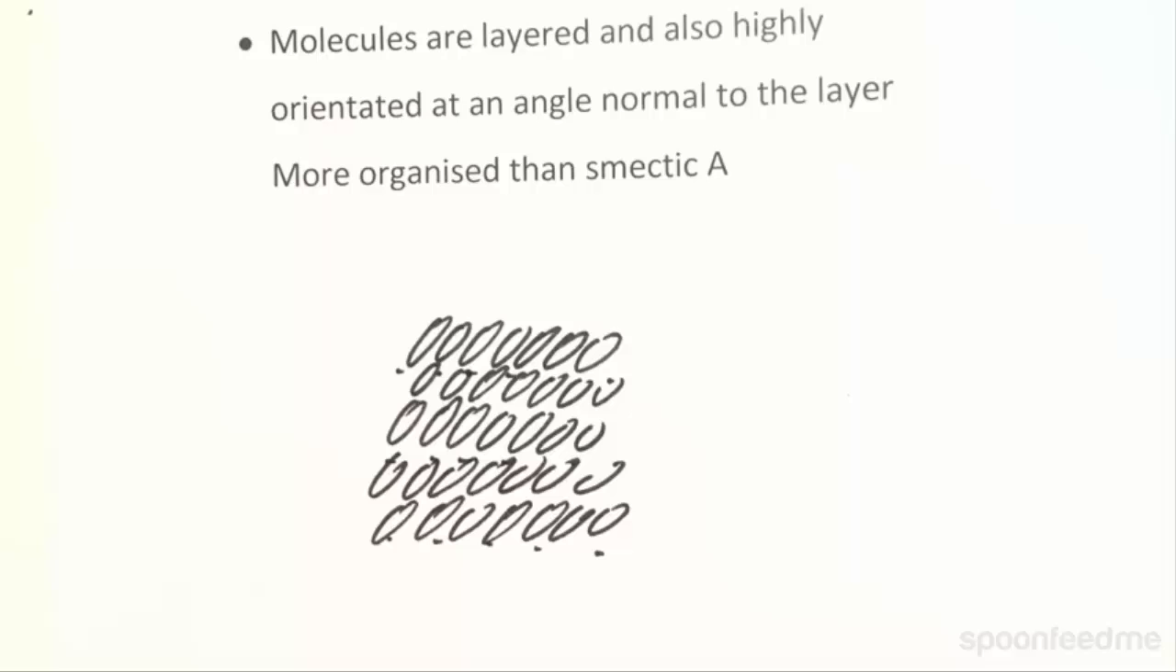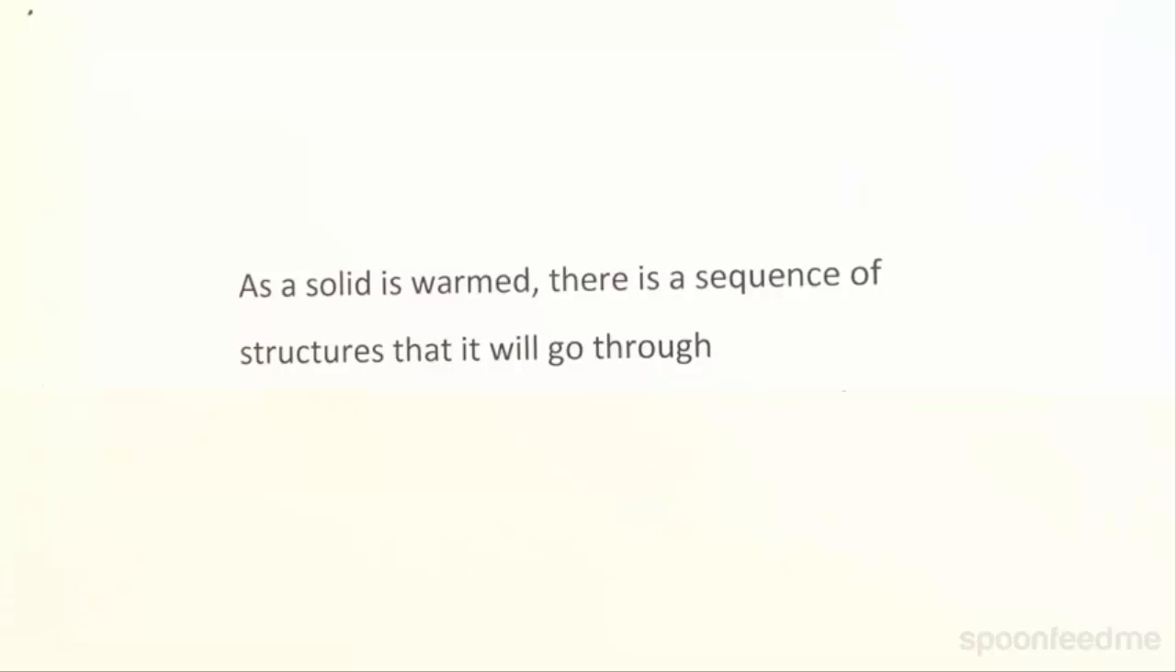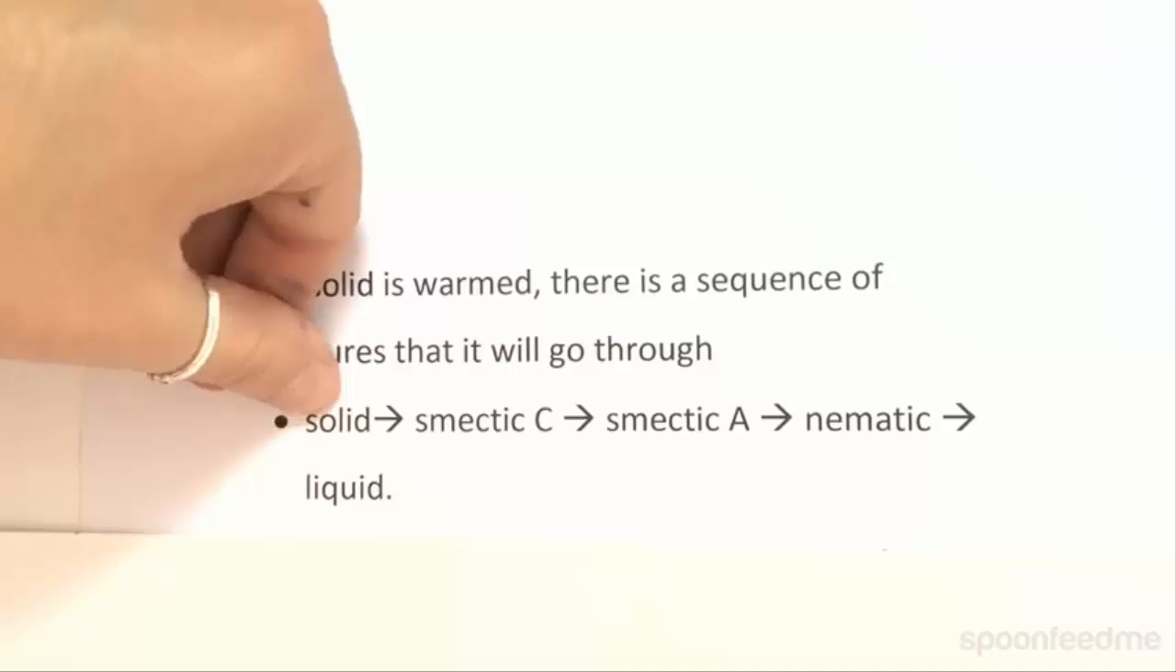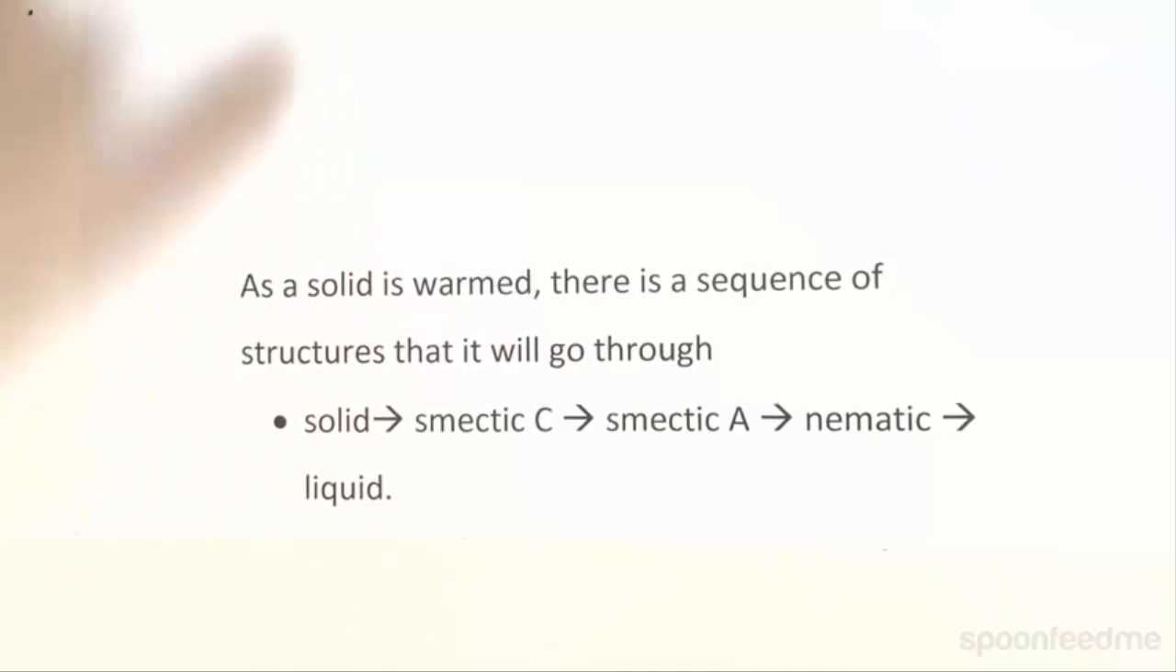Overall we can say that as a solid is warmed, it's going to go through a sequence of structures. The sequence is from a solid to the Smectic C phase, to the Smectic A phase, to the nematic phase, and then to the liquid. So it goes through how organized the molecules are. Solids are quite organized in terms of their structure. The Smectic C phase is more organized than the Smectic A, which is again more organized than the nematic phase. And then we get to liquids, which really are just molecules tumbling all over each other. There's no organization to them.